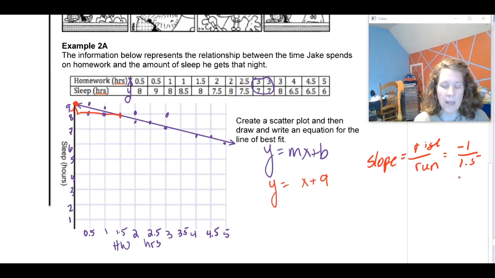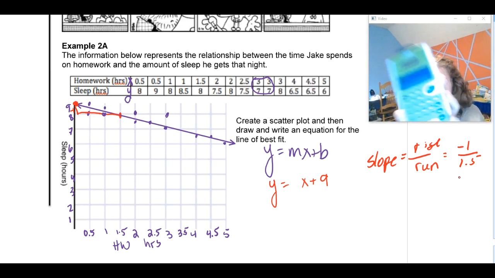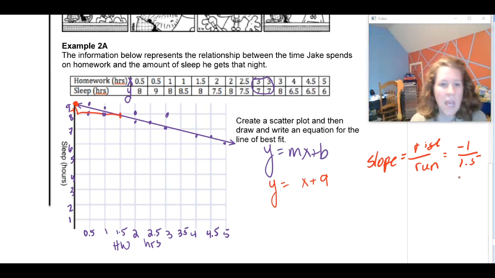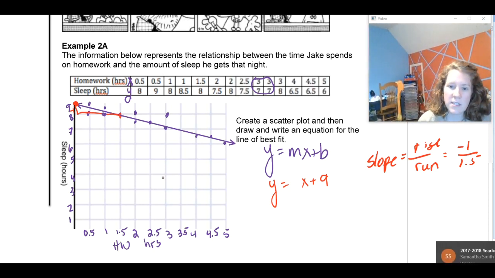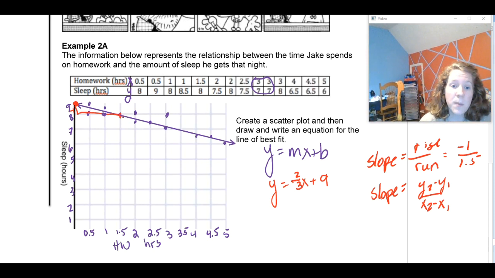So what you can do is grab your calculator and put -1 divided by 1.5, and it gave me 0.66666 repeating, which is -2/3. Use that little arrow button to convert it, and we get negative 2/3 is my slope. Also, you can use your slope formula, y2 minus y1 over x2 minus x1, once you've picked two ordered pairs. That would have gotten you negative 2/3 as well.